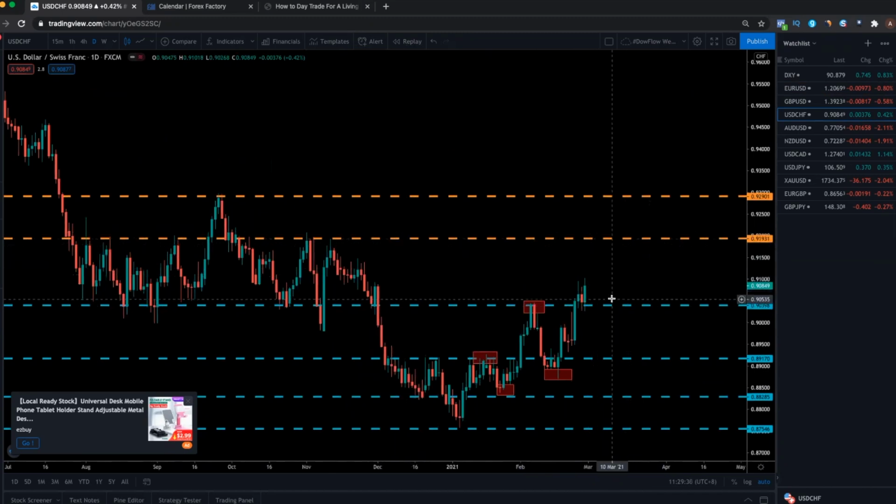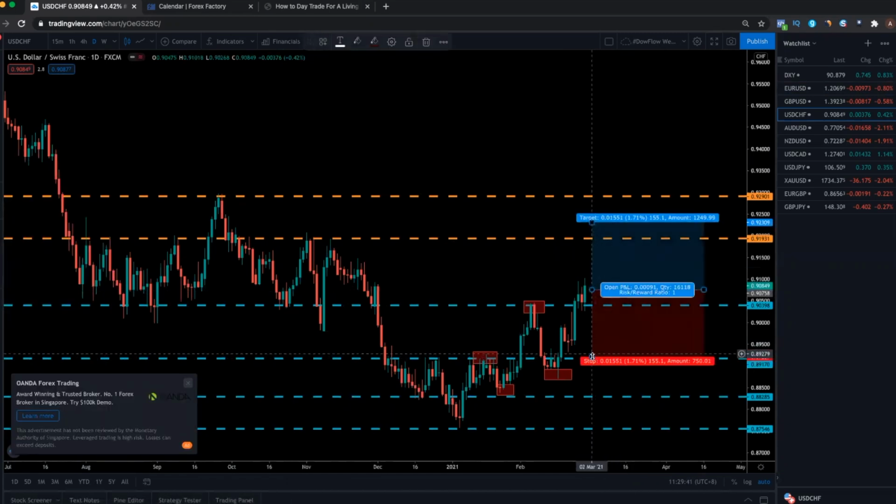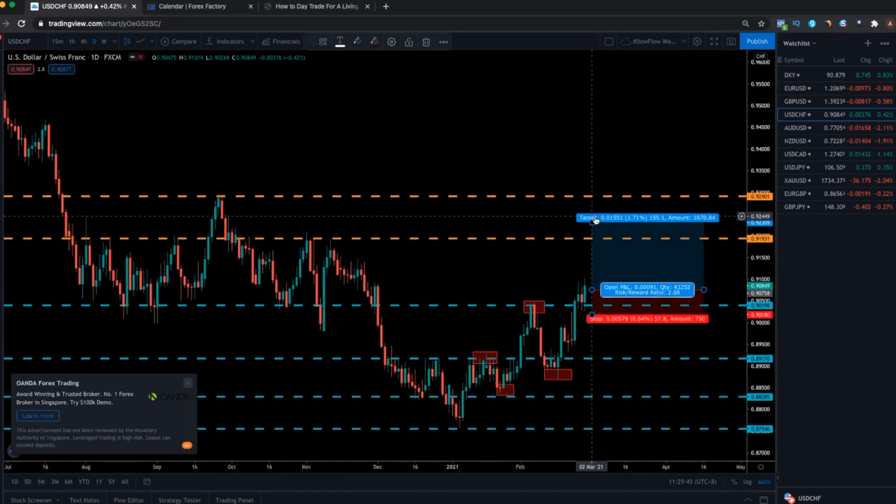And more importantly, we have some distance to the next resistance level, which is given by this market structure over here. So we can look for a trade setup, something like this, on Monday. Something like this.